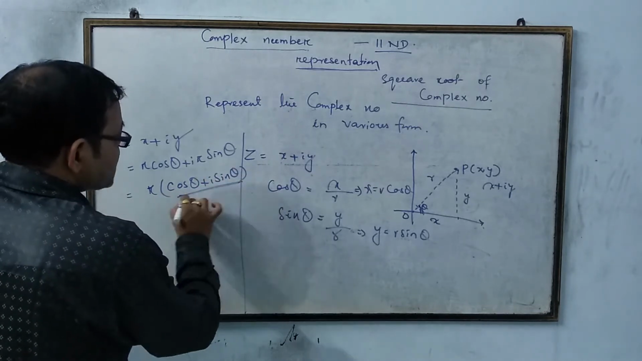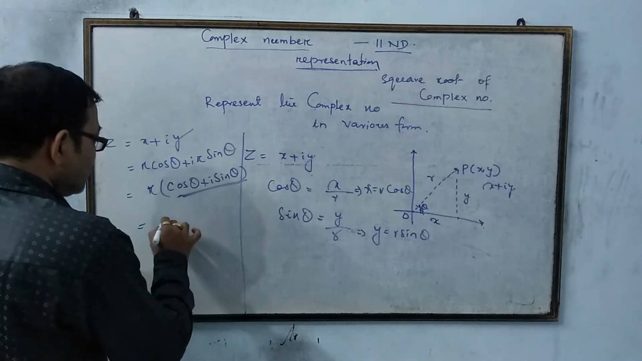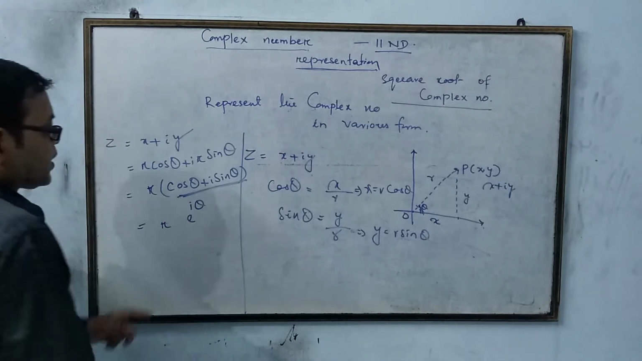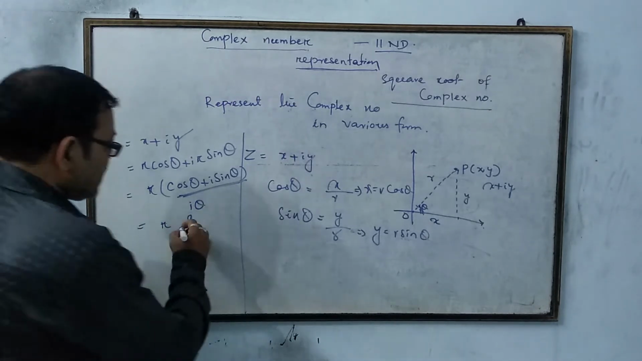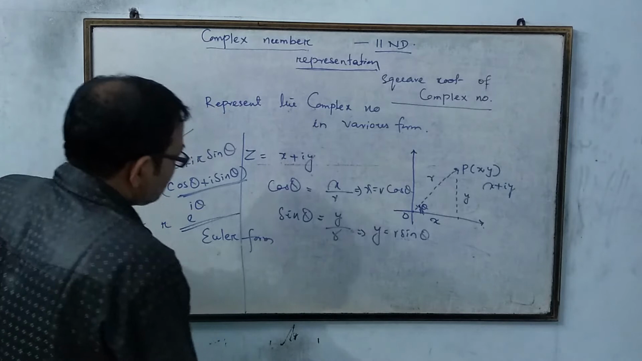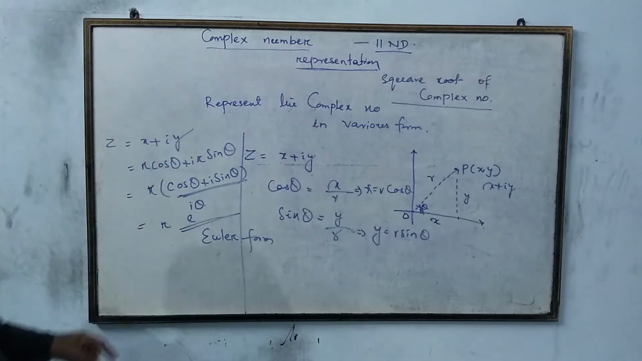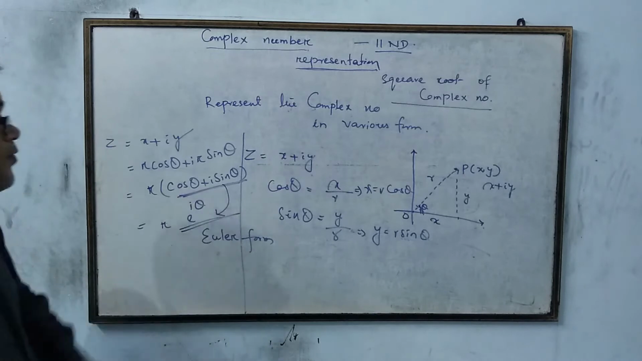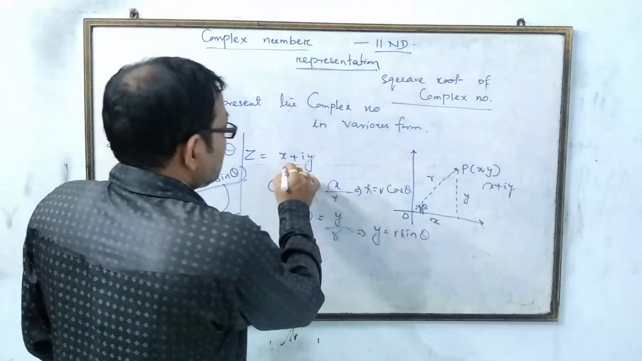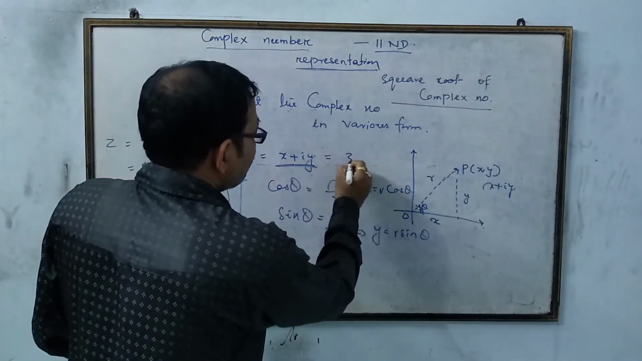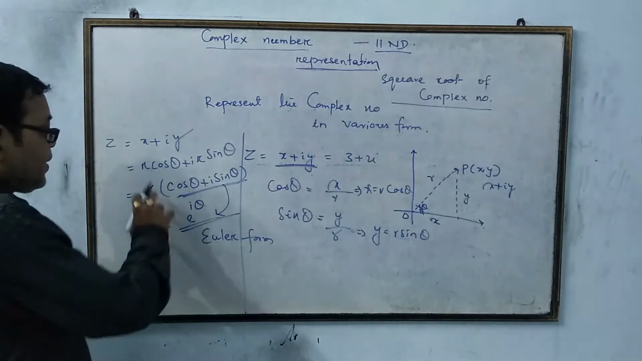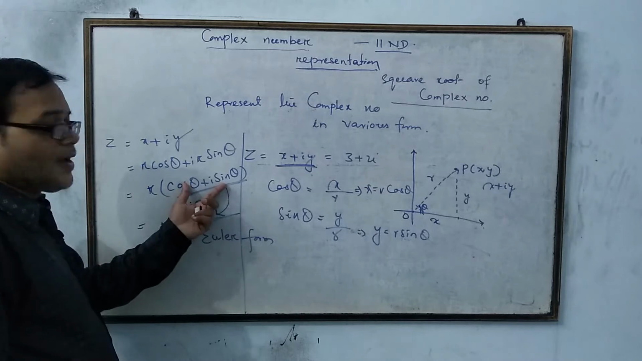Cos theta plus i sin theta is written in the Euler form as e to the power i theta. It is called the Euler form of the complex number. What is Euler form? That cos theta plus i sin theta is the Euler form of the complex number. So this is the representation of the complex number in terms of x and y, and this is the representation of the complex number in terms of theta.